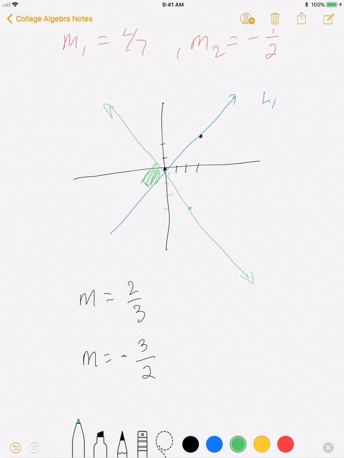Alright, this is the first half. In the next half I will go through several examples involving solving equations of lines.